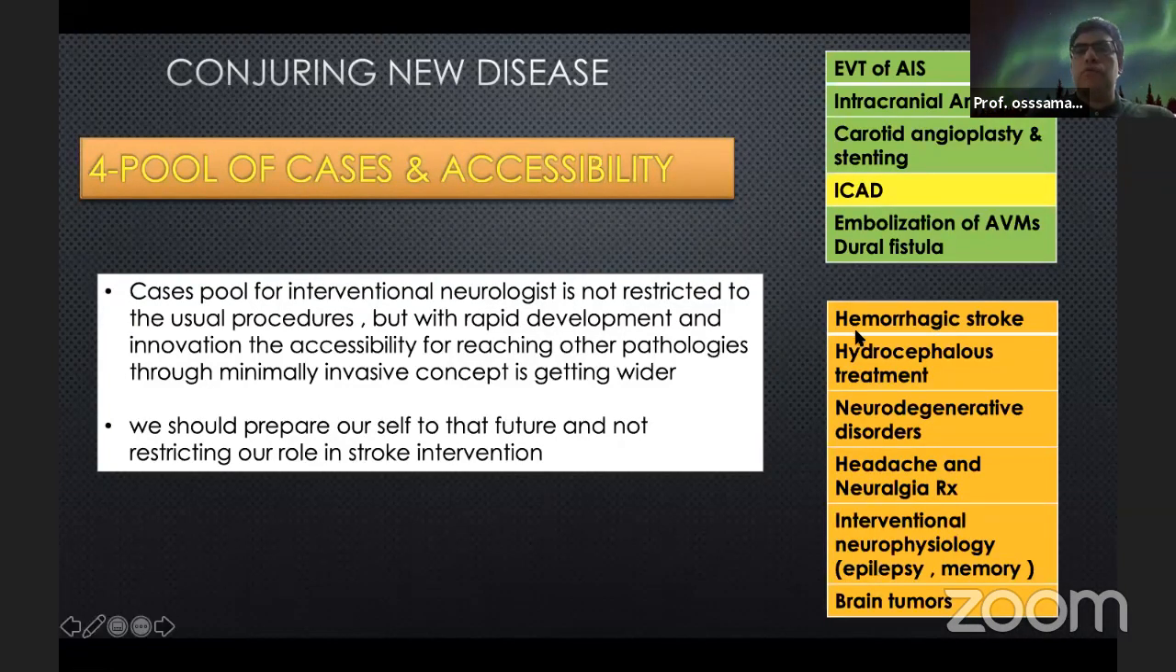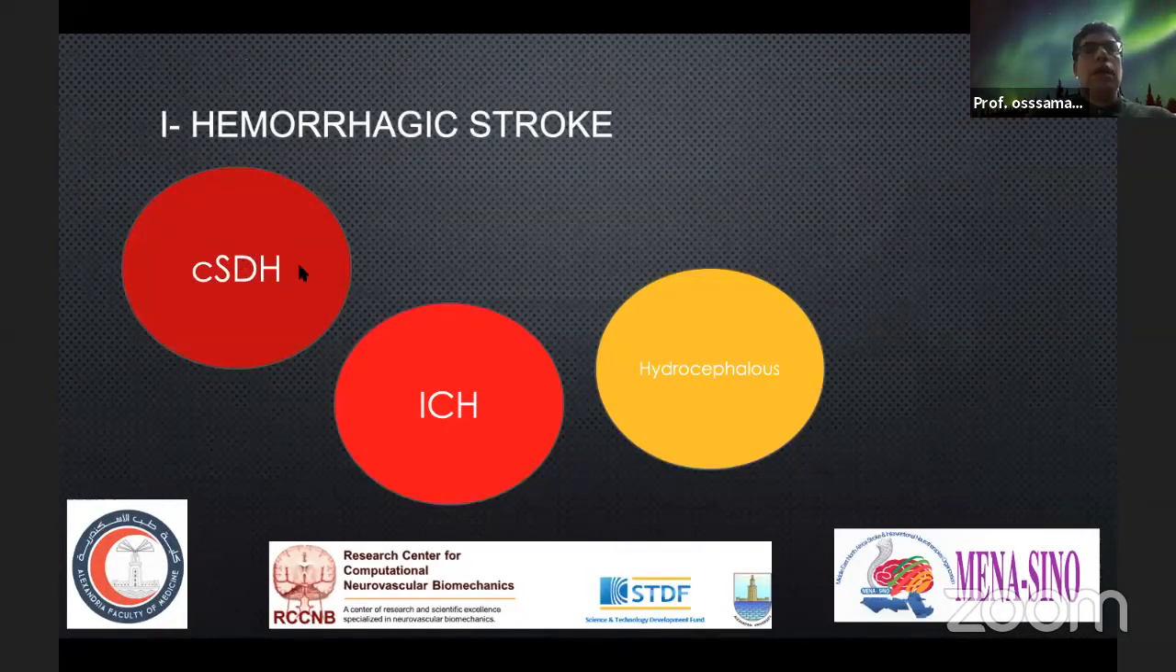This is a small portion of the cake, and the other portions are hemorrhagic stroke, hydrocephalus, neurodegenerative disorders, headache and neuralgia treatment, interventional neurophysiology, epilepsy and memory, and brain tumors. Those fields are also a stage for neurointervention, and I will show the literature and publications showing this. When we come to hemorrhagic stroke, we will talk about chronic subdural hematoma, intracerebral hemorrhage, and the role of neurointervention in hydrocephalus.